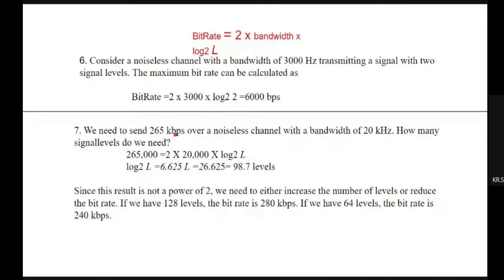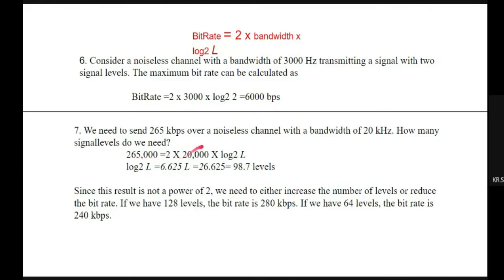Next, 265 kbps over a noiseless channel with a bandwidth of 20 kilohertz. How many signal levels do we need? So we have to calculate the signal levels. We can apply the same formula for the bit rate. What is the bit rate value? 265. Actually, this is in kbps. You have to convert it to bps, so into 1000.